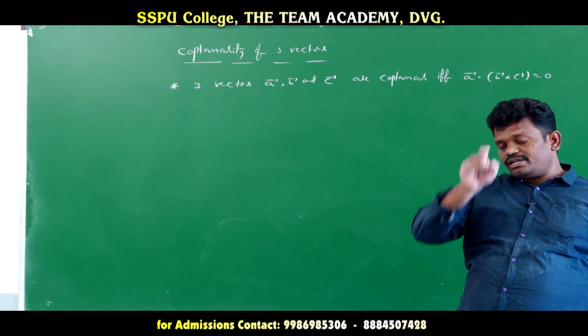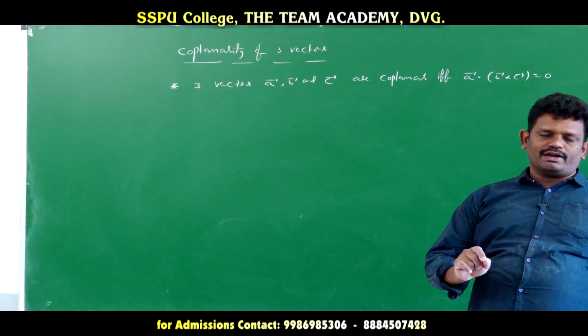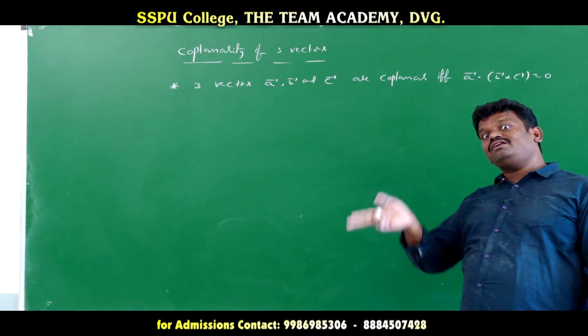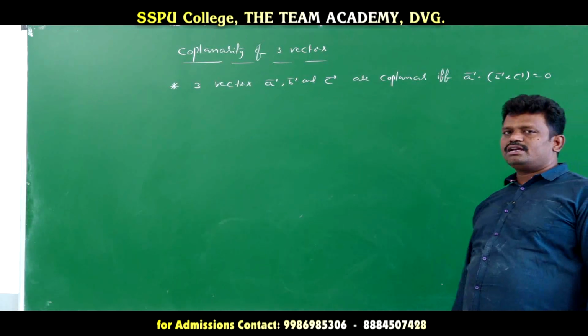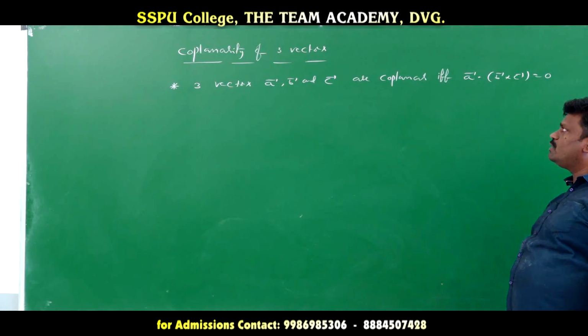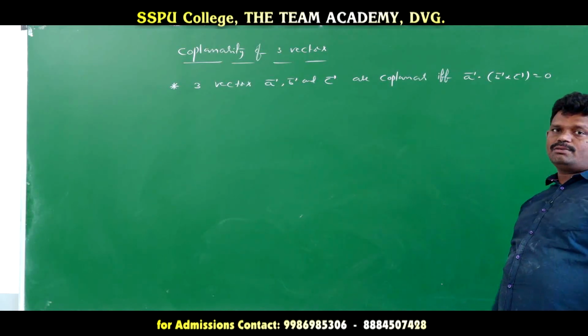Next, one point: any two vectors are always coplanar. Any two vectors we consider are coplanar. So by that condition, coplanarity of three vectors is given. Three vectors A bar, B bar and C bar are coplanar if and only if the box of A bar, B bar, C bar value is equal to 0.